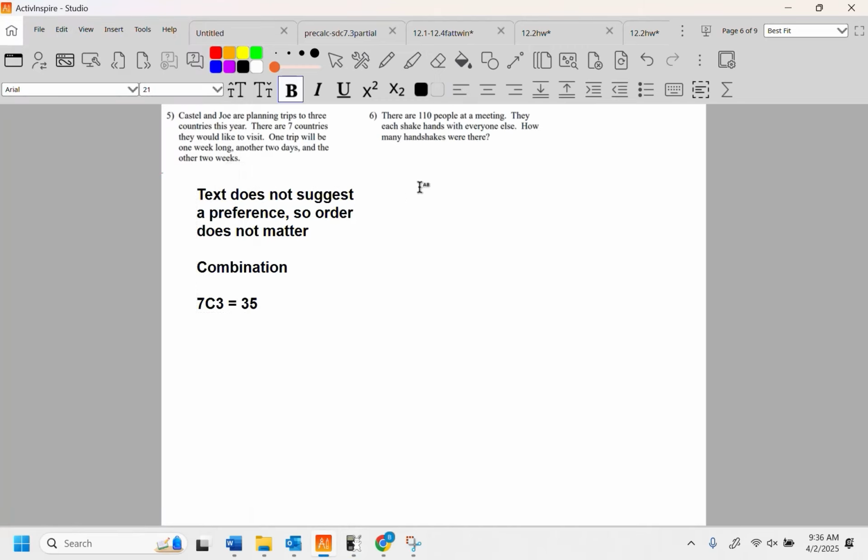All right, number 6. A lot of people want this to be a permutation, and I don't feel that it's a permutation because it's about groups of 2, I would think. So I would do 110C2, and I'm not going to waste time on that one.